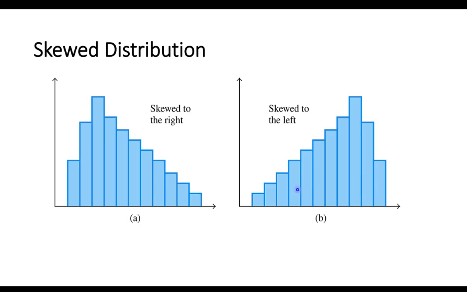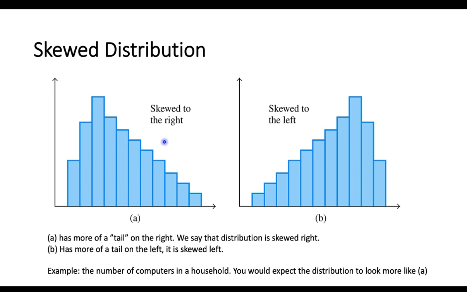Next, we have a skewed distribution. This distribution is considered to be skewed to the right, and this is skewed to the left. If the tail is more on the right, so you'll notice that it's increasing and then it starts to decrease, and it's getting smaller and smaller, and that tail is getting smaller to the right. So we say distribution A is skewed to the right. Distribution B is skewed to the left.